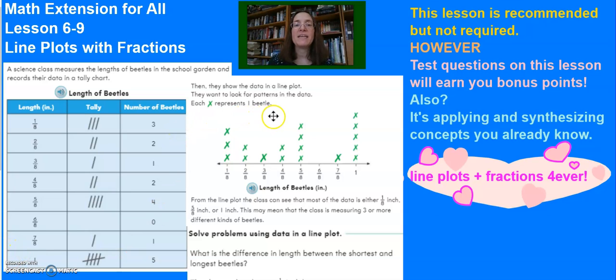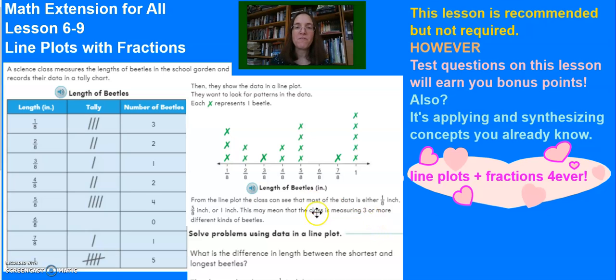Then they show the data in a line plot. They want to look for patterns in the data. Each X represents one beetle. There's the title, length of beetles, and there's the units, inches. And I bet as you look at this, you're like, wait a minute, I could do that. I know, that's why you should do this. So from the line plot, the class can see that most of the data is either in 1/8 of an inch or 1 inch, and then a whole bunch right in the middle at 5/8. This may mean that the class is measuring 3 or more different kinds of beetles.